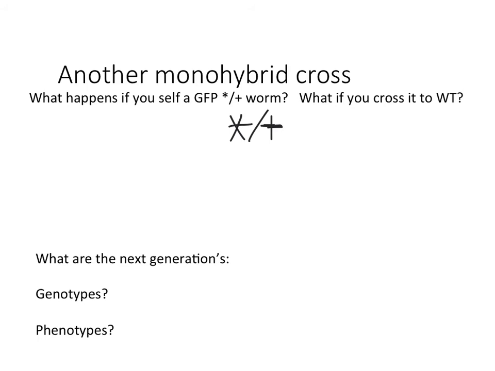If you wanted to draw this as a cross, what genotype would you put next? You're selfing one organism that's a heterozygote. You're crossing it to itself. So what does the Punnett square look like?